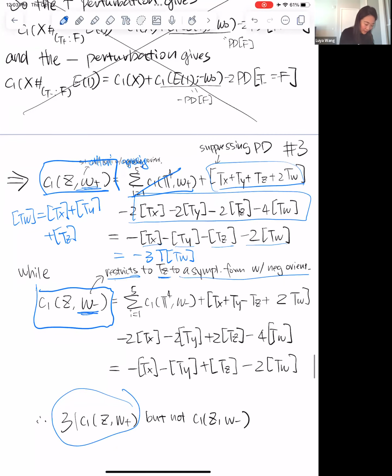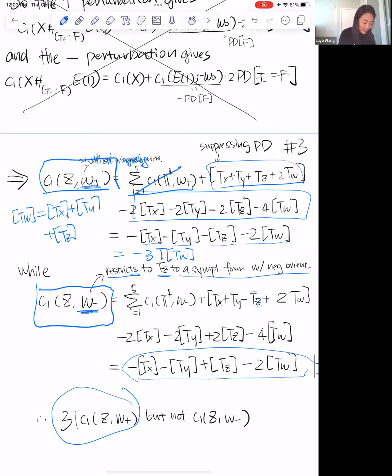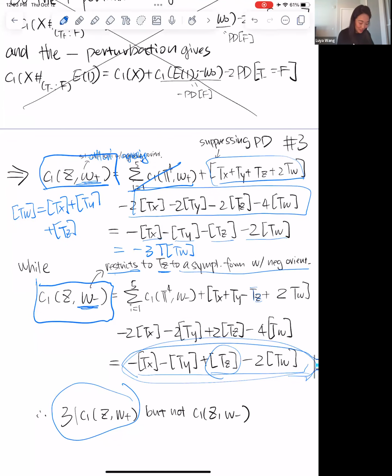And on the other hand, if your perturbation is the negative, then by some assumptions on the cohomology class of TZ, you will see that this one is prime. Okay. So this is his proof, Ivan's proof.